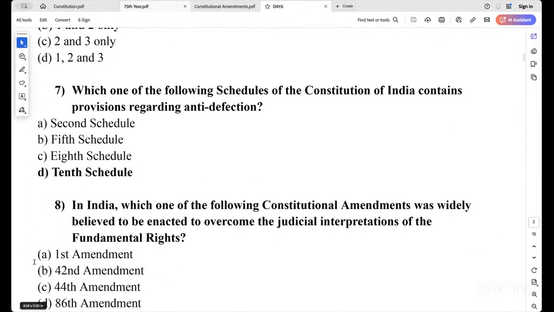Which one of the following schedules of the Constitution of India contains provisions regarding anti-defection? First itself we have talked about it, it is like 3 years of old PM. So old D stands for anti-defection, which is the 10th schedule. And which is the year?